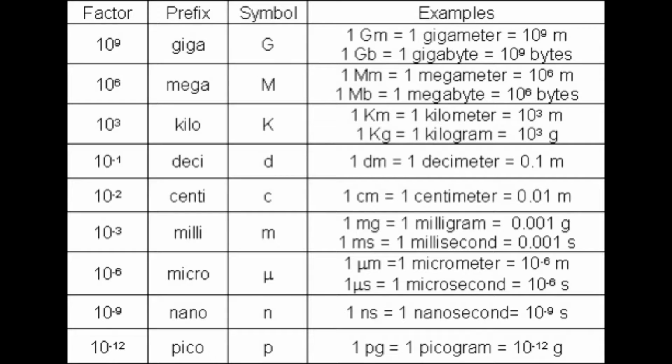Next, hold on to your pants. We're about to get into units of measurement. We're starting with the biggest one, which is giga, and then mega, kilo, deci, centi, milli, micro, nano, and the smallest unit of measure, pico.